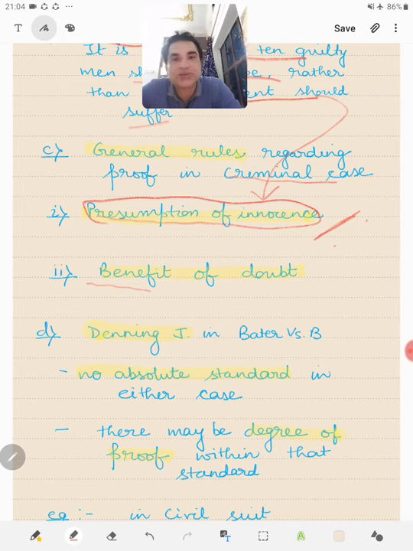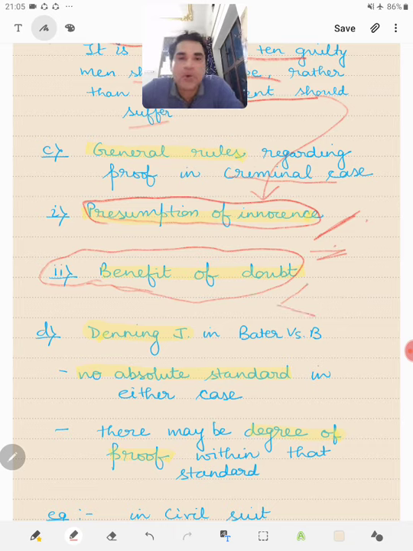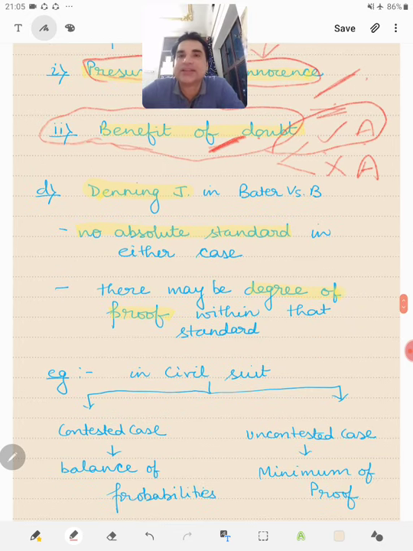But that is not the case with civil proceedings. Similarly, there is another concept of benefit of doubt. That is, if a particular matter can be interpreted in two different manners, one would go in favor of the accused while another would be against the accused, then the court has to give the benefit of doubt to the accused. That is, the hypothesis which is in favor of the accused will be taken. But that is not the case in civil proceedings.